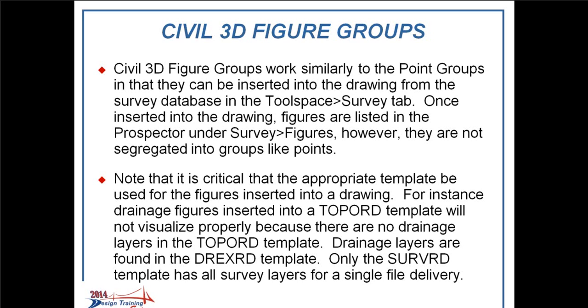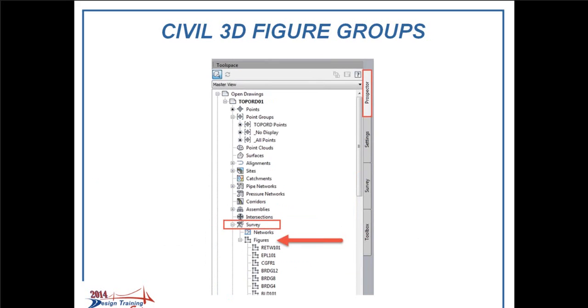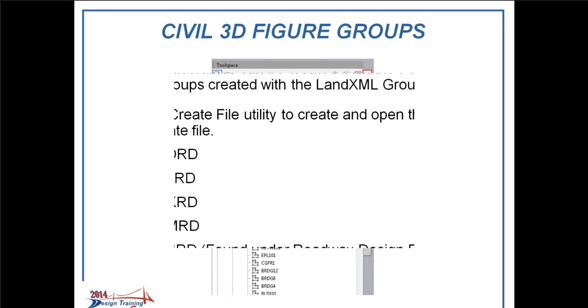Note that it is critical that the appropriate template be used for the figures inserted into a drawing. The topo file will have layers for topo. The drainage file will have layers for drainage. The utility file will have layers for utility, but they will not be found in the other files or the other templates. Only the survey template has all the survey layers for a single file delivery. Again, showing how to insert a figure group into the drawing.